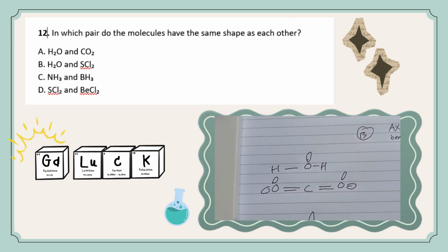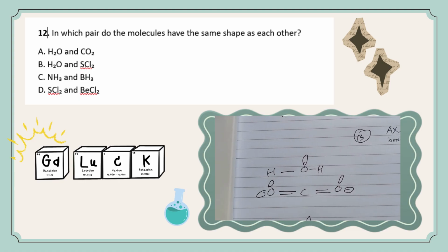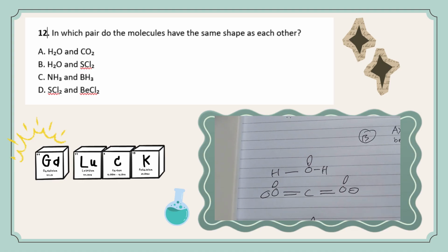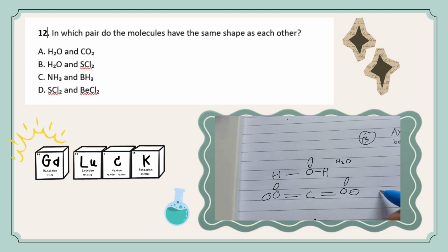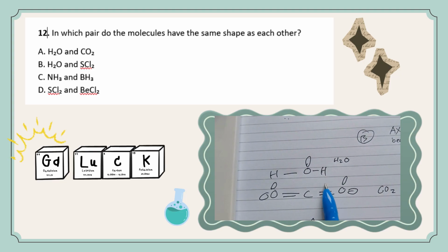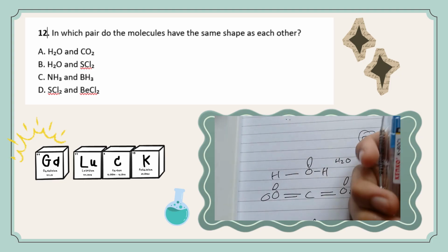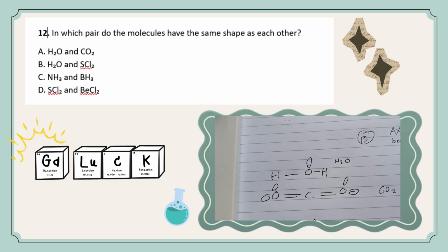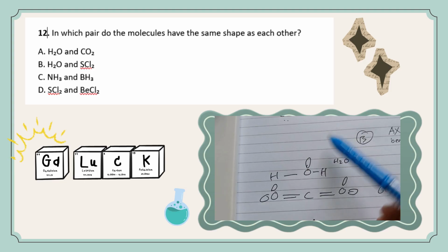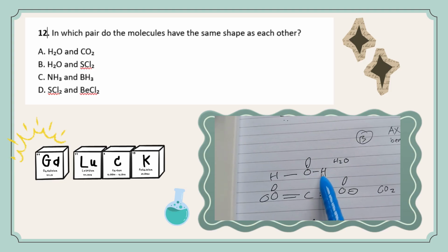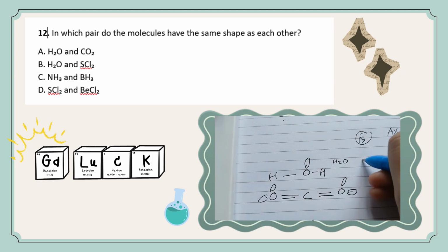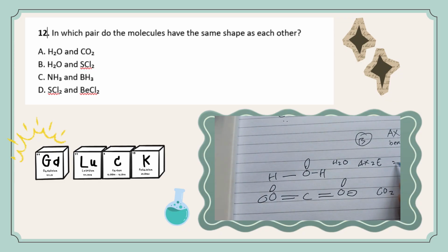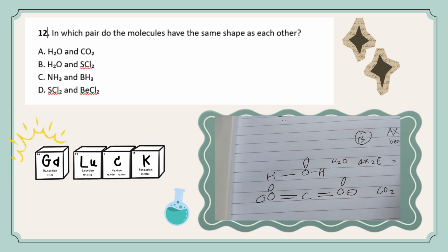Number 12. In which pair do the molecules have the same shape as each other? In option A we have H2O, and this is the Lewis structure, and we have carbon dioxide. Because O has 6 valence electrons, and 2 of them are bonded to hydrogen, it means it has lone pairs. This is AX2E. That means the shape is linear.